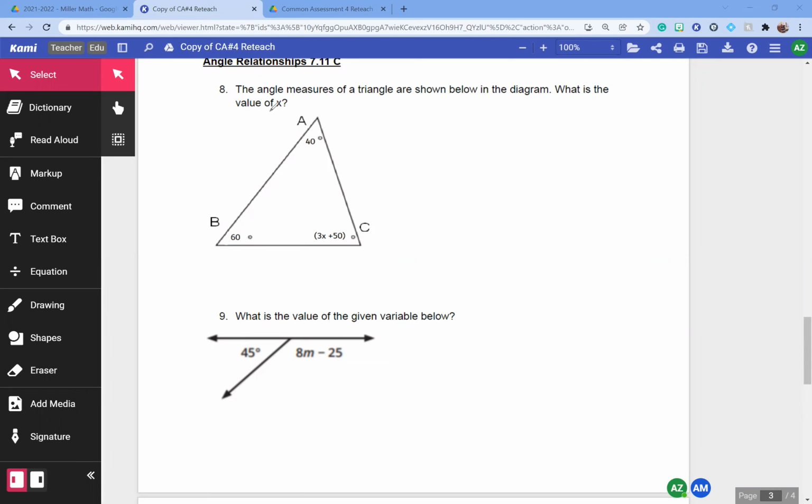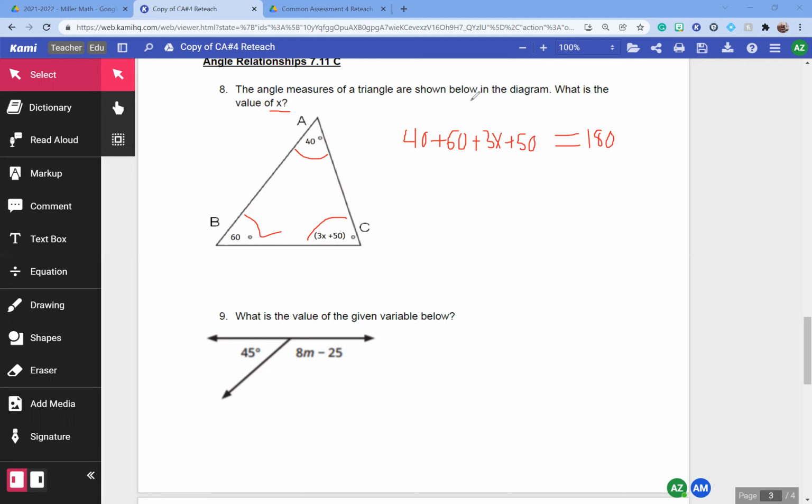So over here, the first one, they're telling me to find the value of x. It's a triangle, so every single one of these angles needs to give me 180. So I'm going to go ahead and start filling out my equation. Angle A is 40 plus angle B is 60 plus angle C is 3x plus 50.